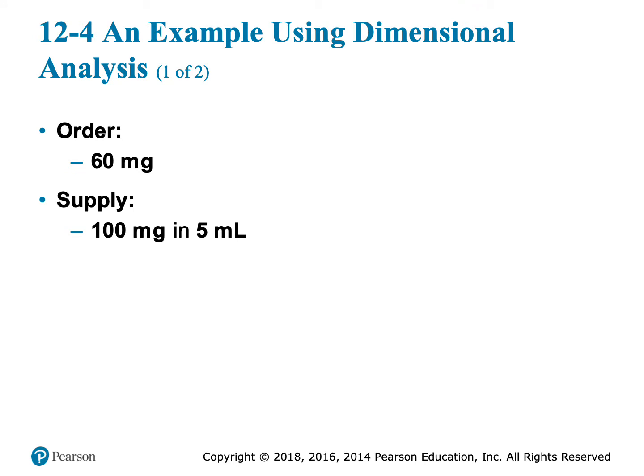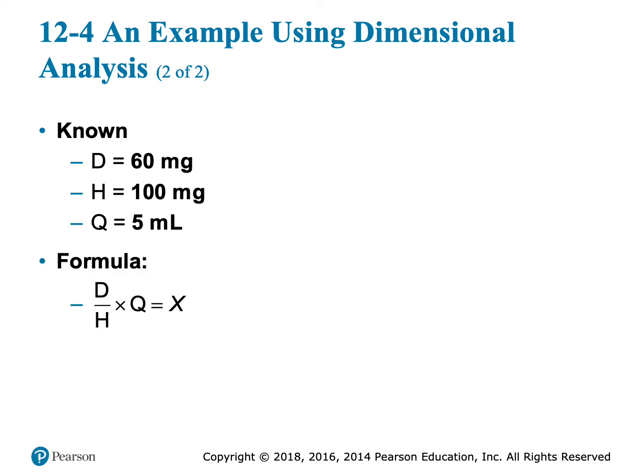So remember how we talked about using dimensional analysis to solve problems or do conversions, and so let's just walk through an example using dimensional analysis. So here the doctor orders 60 milligrams of a liquid cough syrup, and the liquid cough syrup has a label that reads 100 milligrams in 5 mLs. So let's look at, on the next slide, how we can set that up.